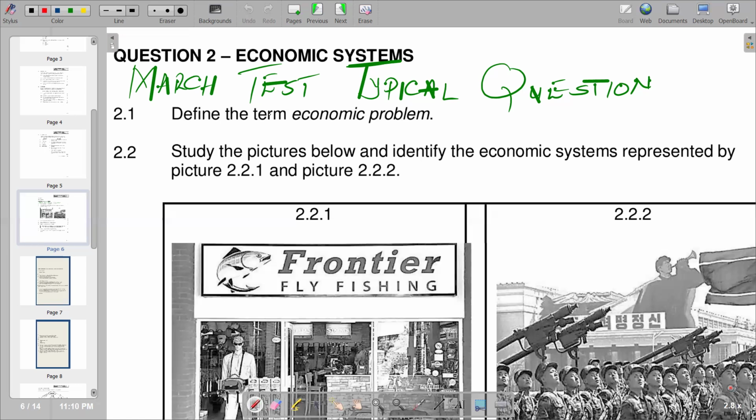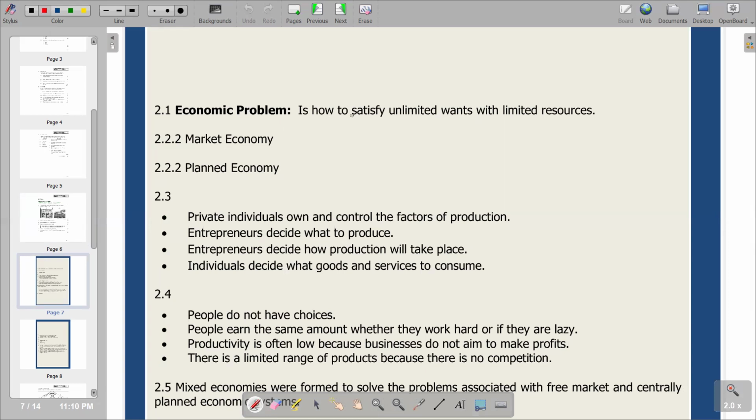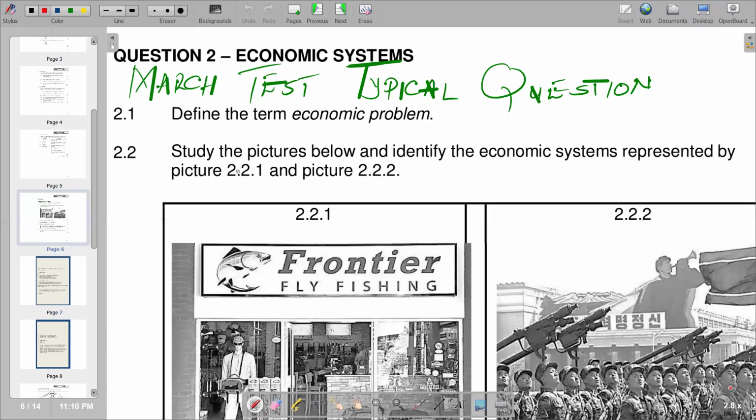So going to our answer section, we have that brief description of the economic problem, which is how to satisfy unlimited wants with limited resources. So this is the explanation or response that we have according to 2.1. Then go to the next part, represented by picture 2.2.1 and picture 2.2.2.